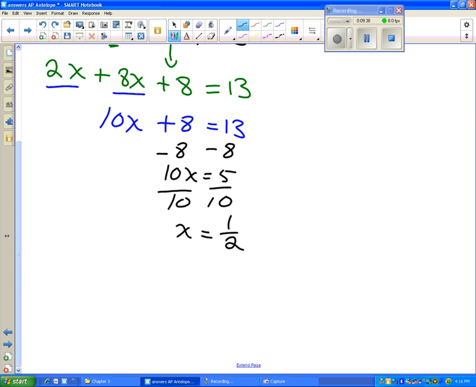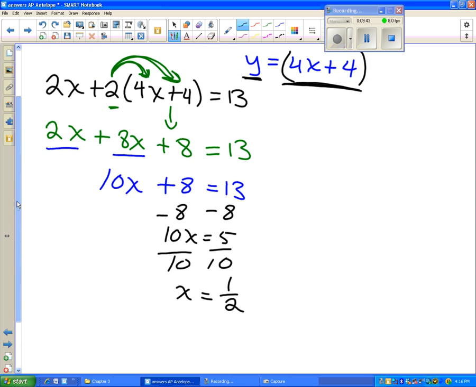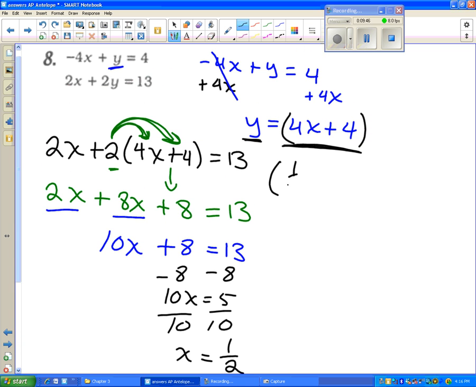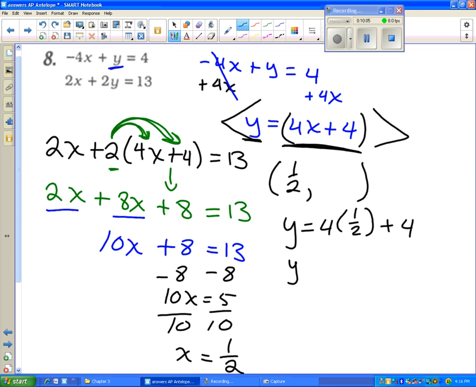Fractions are nice. If you want 0.5, I like the fraction. Now, that's x. Again, that's half of my answer. I need to now find y. The nice thing about substitution is y is already solved for. So y is equal to 4 times my x, which is 1/2, plus 4. Well, y is equal to half of 4 is 2, plus 4 is equal to 6. Y is equal to 6. This is my solution.